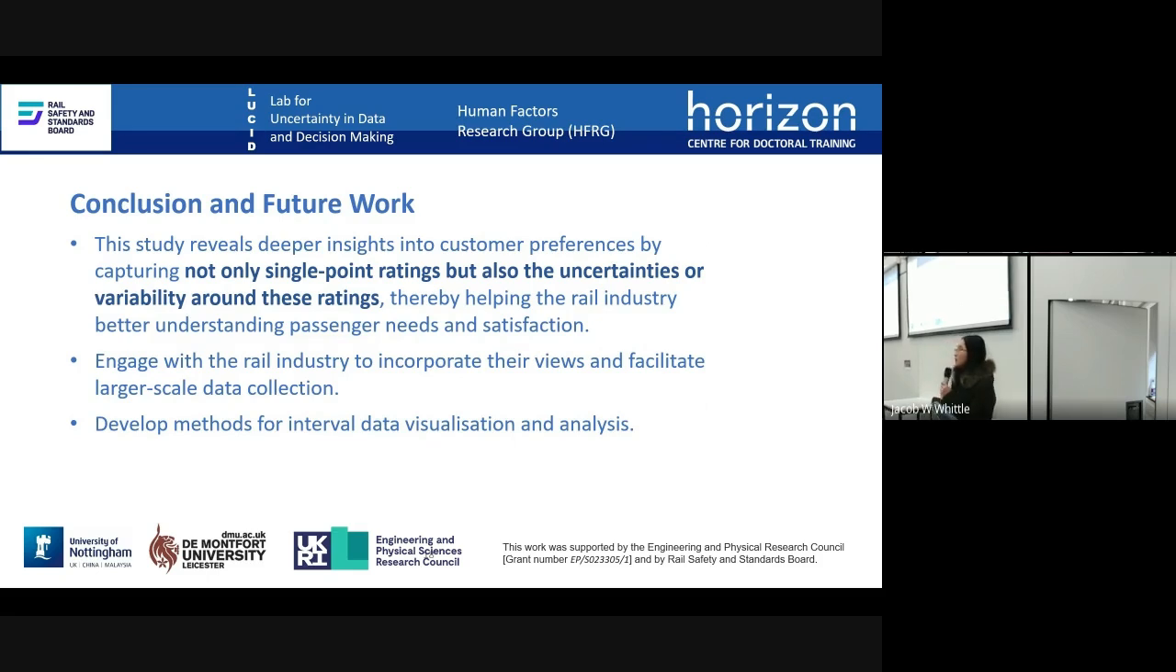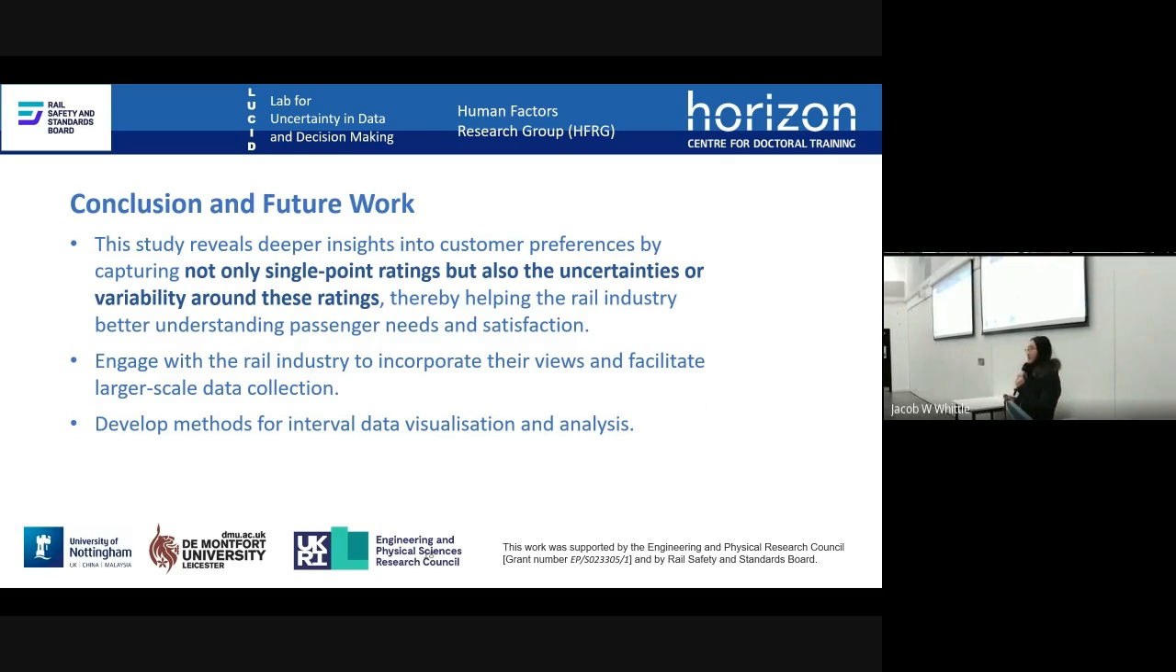So in conclusion, through this pilot study we can understand not only their satisfaction and importance, but also the uncertainties attached to them, which can help us to better understand them. For the next step, we are thinking about further engaging with the real industry to see their views, and also having a larger scale data collection. With the heavily skewed data, for example, we can get better proof at the statistics level.